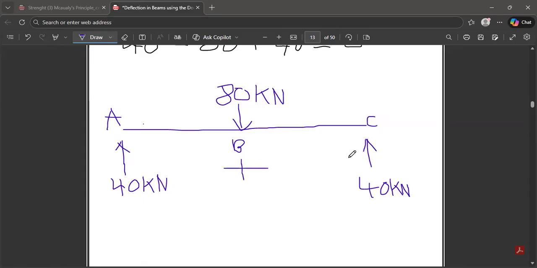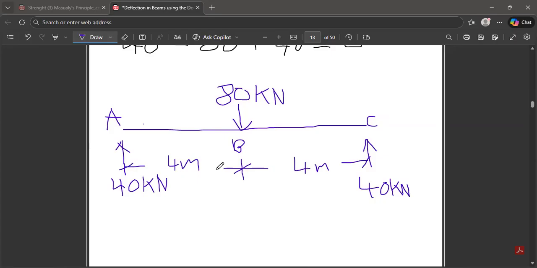So we discovered that here was 4 meters and this part was also 4 meters. Exactly.